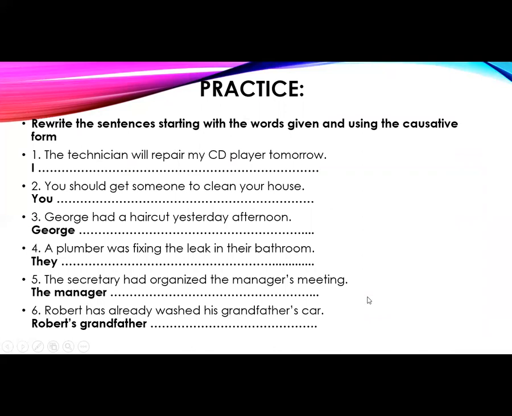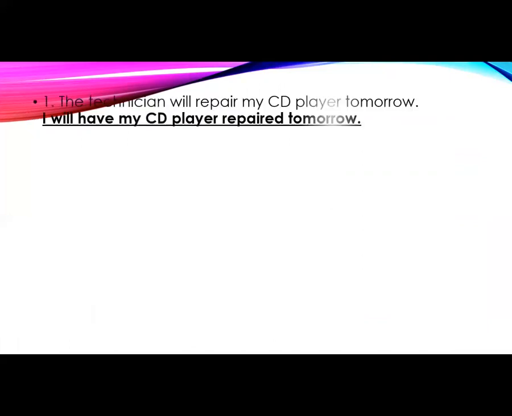And here we come to the time for practice. Once you have done it on your own, you can check your answers with the right ones in this slide.